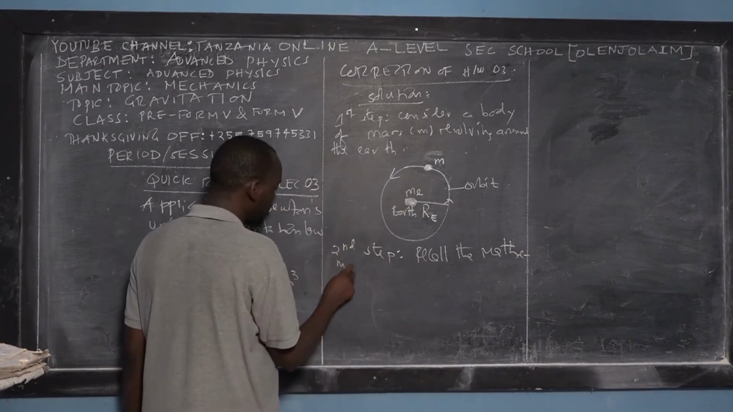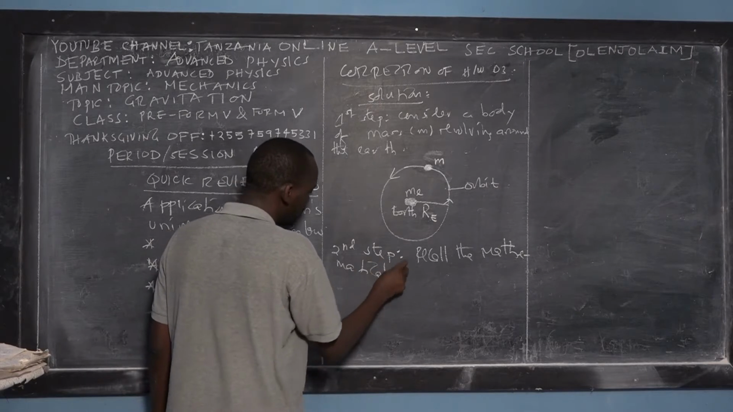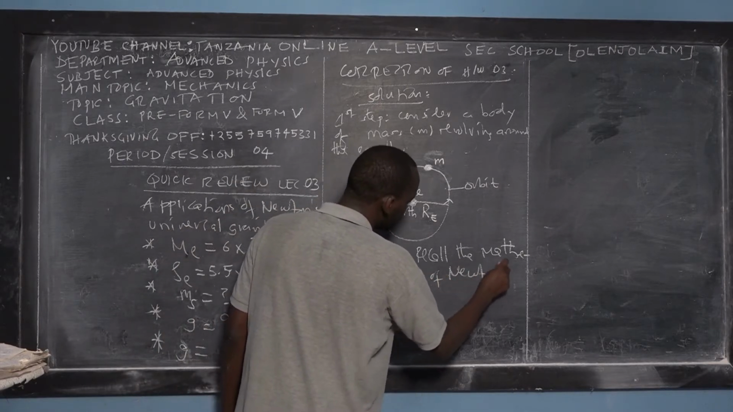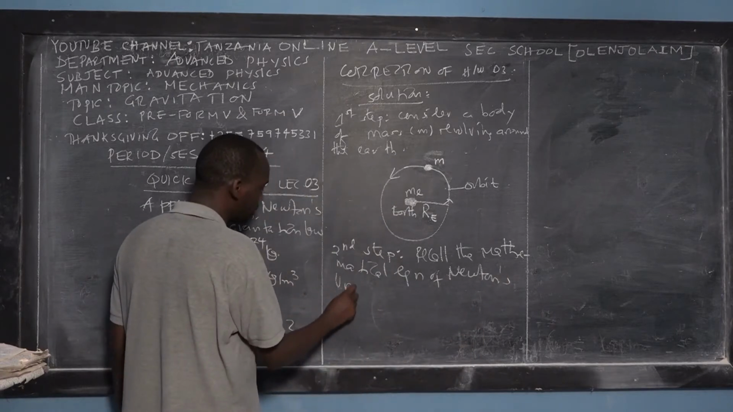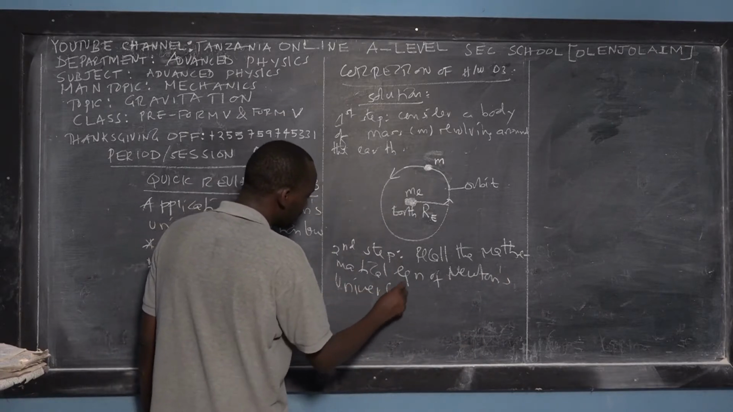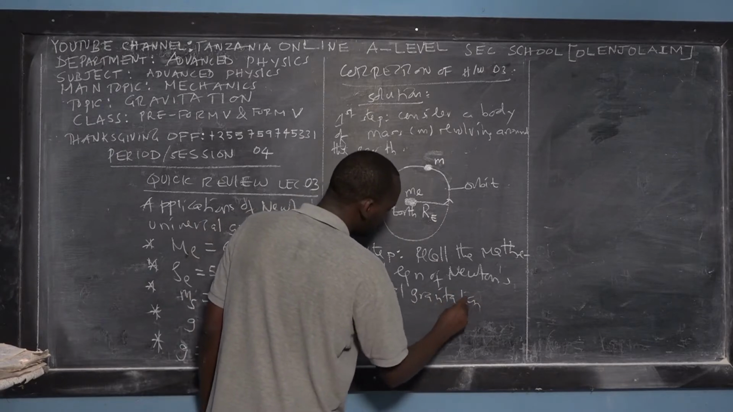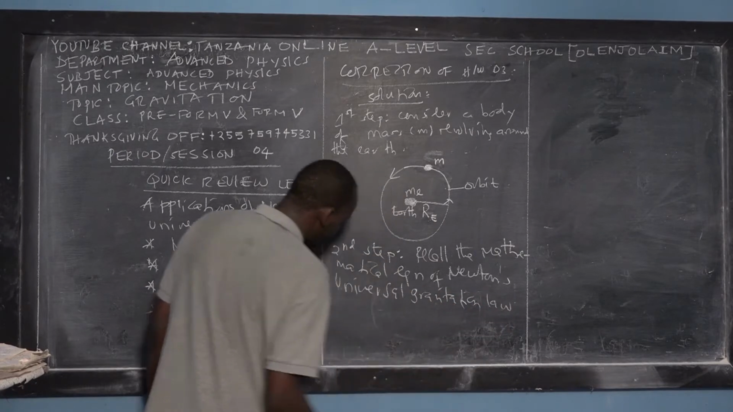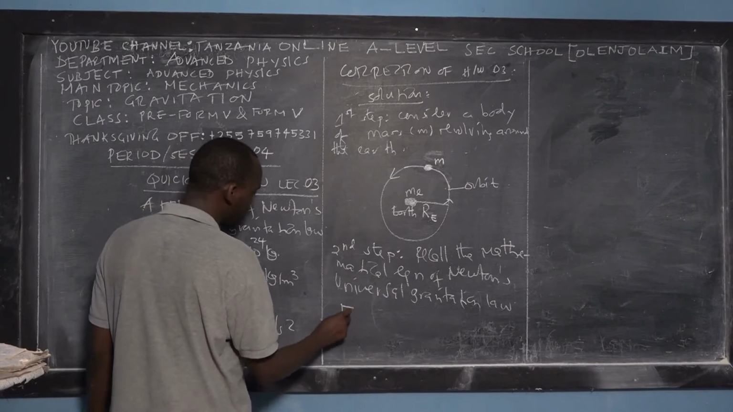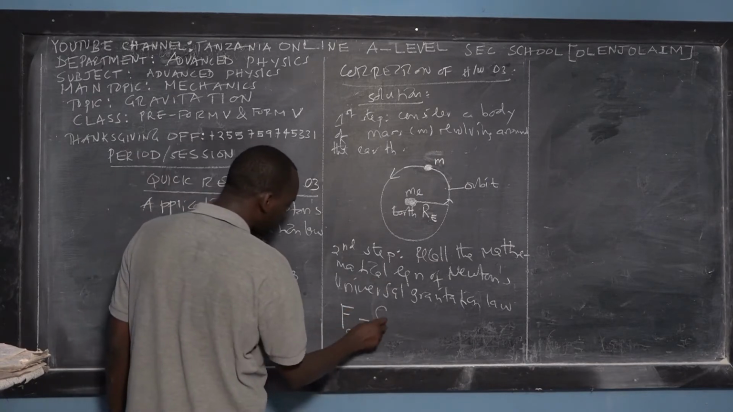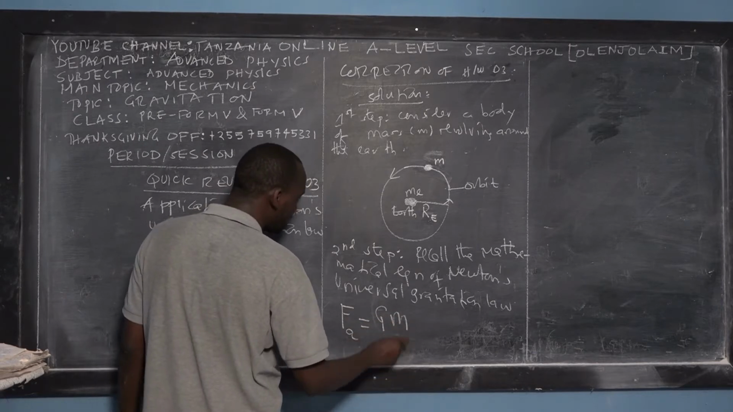So the second step now, we have to recall the mathematical equation, the mathematical equation of Newton's universal gravitational law. And that formula says that the force of attraction between two bodies in the universe is directly proportional to the product of their masses.